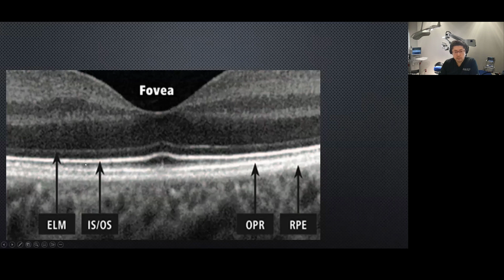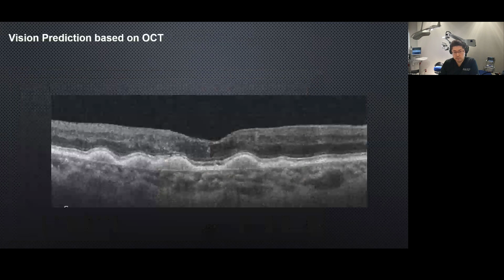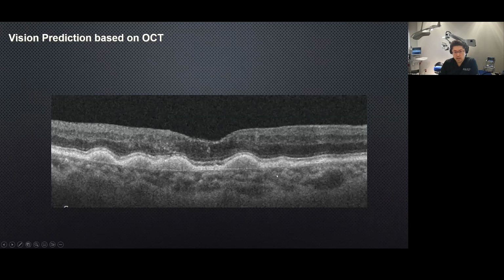Another good use of the ellipsoid layer, the ISOS junction, is vision prediction. For example, this patient presents with diffuse confluent drusen with somewhat hyper-reflective activated RPE. You would imagine that this patient might not see that well, but let's look at the ellipsoid layer. The ellipsoid layer is intact, and therefore the patient's vision is 20/50. You can still see very well, especially over the fovea.